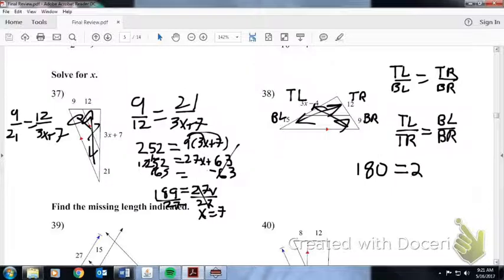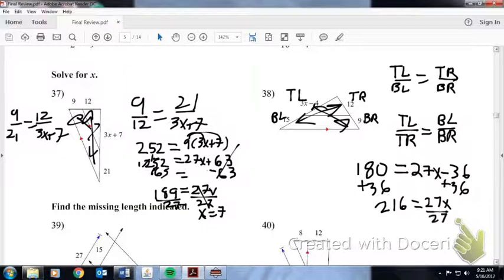So that gives us 180. So we multiply 15 times 12. Get 180. 9 times 3x minus 4 gives us 27x minus 36. I'm going to add 36 to both sides. We get 216 equals 27x. Divide both sides by 27. We get x equals 8.